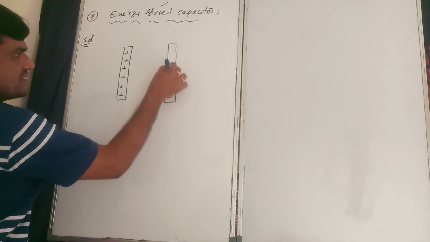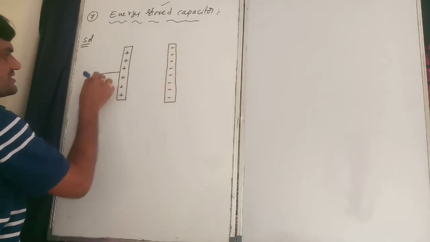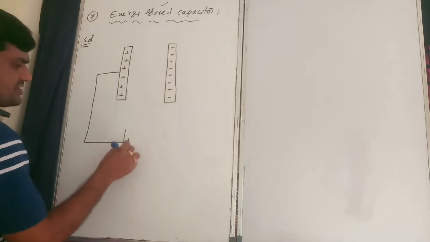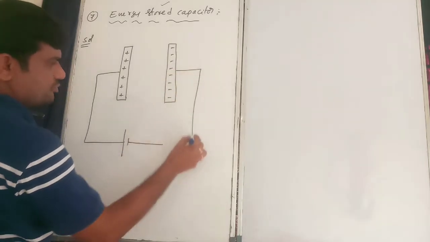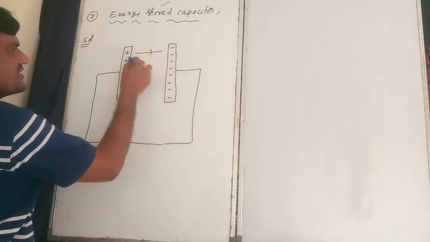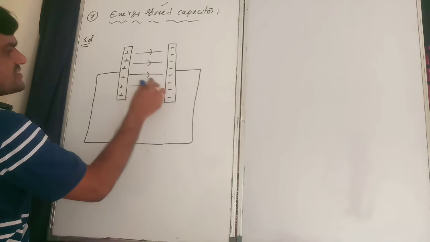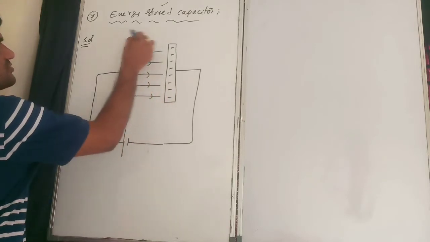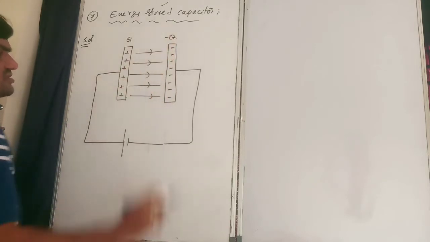So negative conductor, right? I will connect here potential. So this is the potential. This is the electric field. This is the electric field. This is the plus Q charge. This is the plus minus Q charge only.